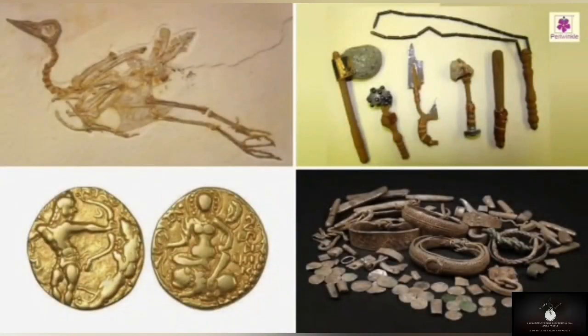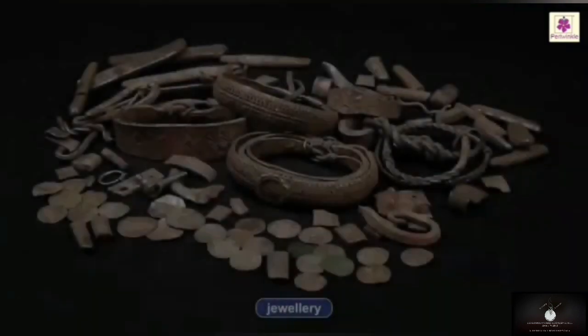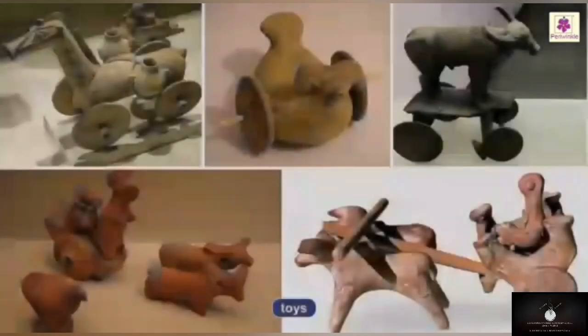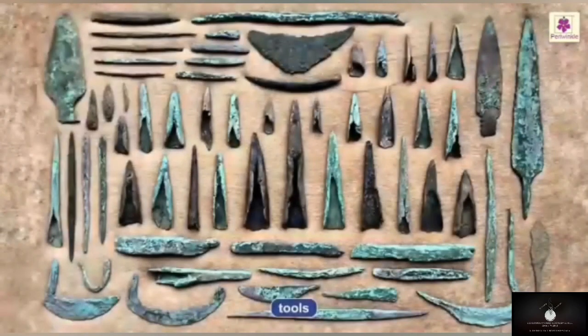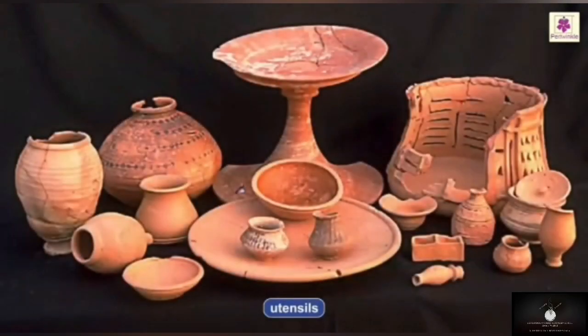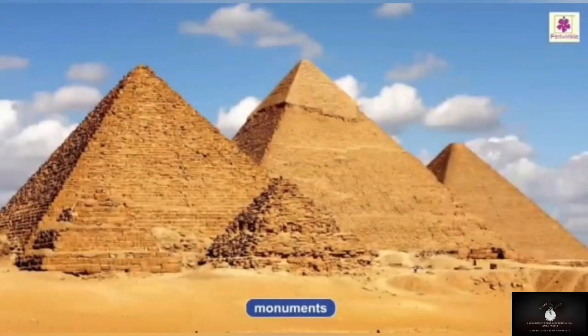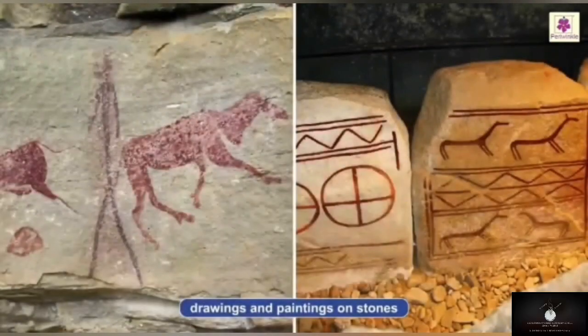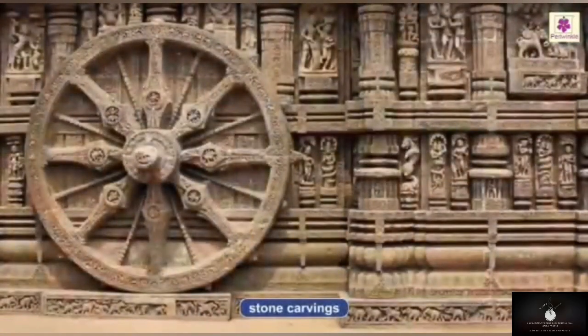Apart from writing, people left many other traces such as objects like seals, coins, clothes, jewelry, toys, weapons, tools, utensils, their dwellings, monuments which they built, drawings and paintings on stones, walls, even hills, stone carvings, etc.